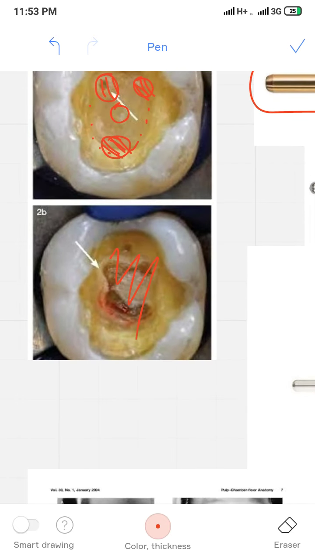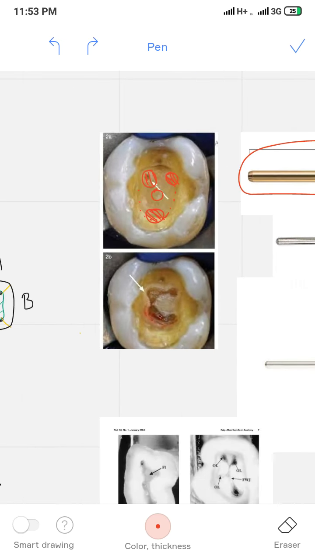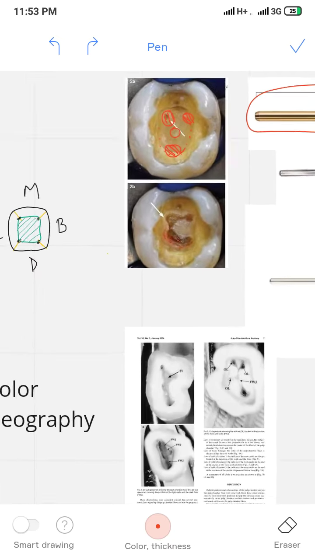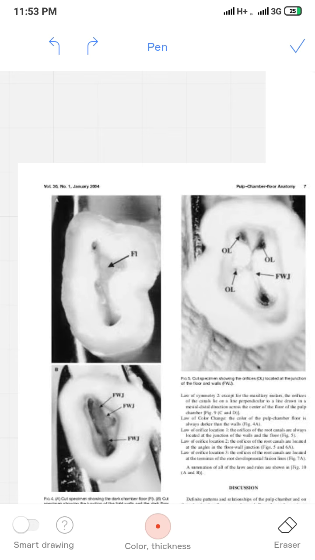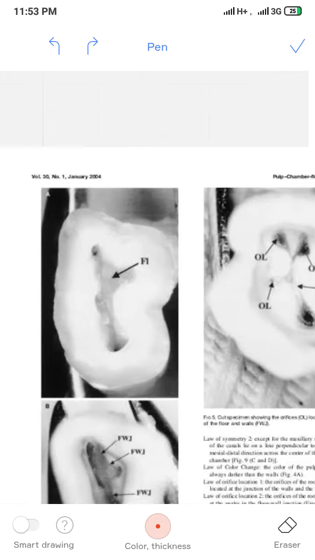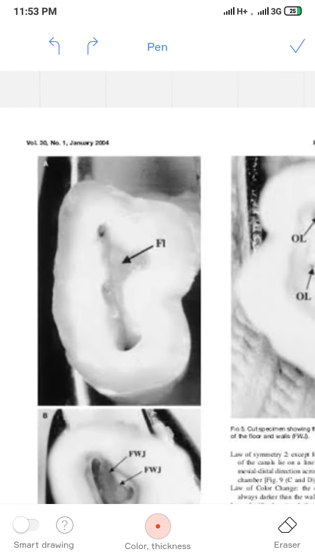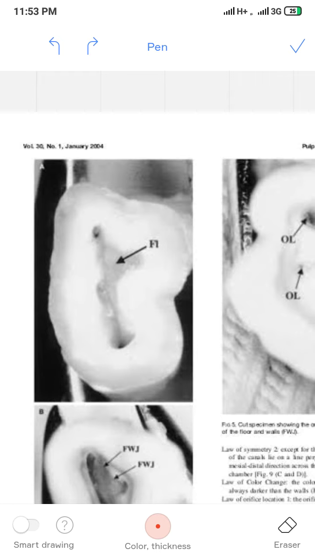deroofing the pulp roof. Okay, once you have removed the roof, you will have exposed the pulp floor, right? And an exposed pulp floor will look something like this. And then comes the difficult part, locating canals. How can you locate canals?